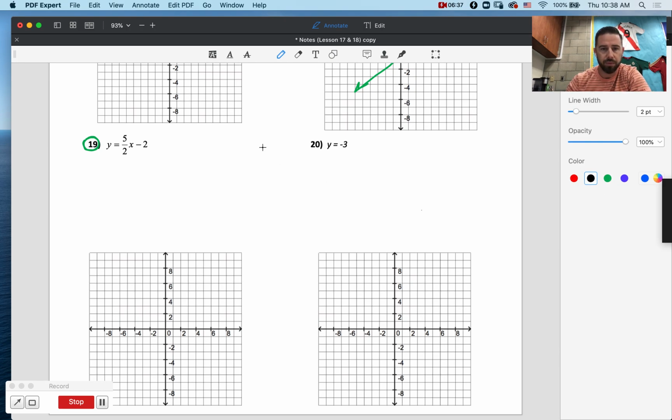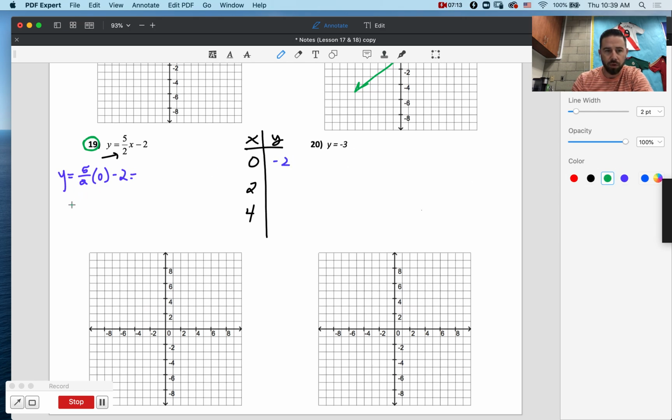Alrighty, table of values. Here we go. I'm going to give myself a little bit of extra room here for this one. X, Y. We noted that 2 is in the denominator, so I'm going to pick multiples of 2. Now let's go through this. We're going to substitute in 0 for x. So we have y equals 5 over 2 times 0 minus 2. Anything times 0 is 0. Minus 2 is negative 2.